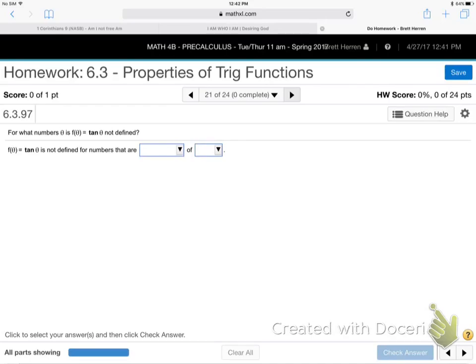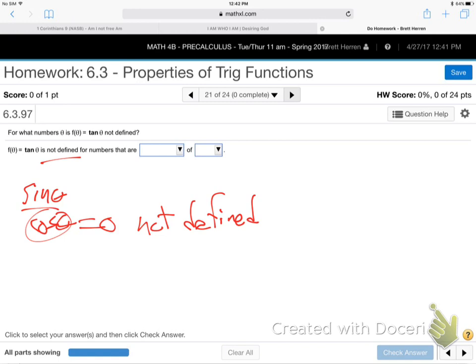So tangent, when you see the words not defined, what do you think? How can a function be not defined? That's weird. Not defined? Divided by 0, exactly. Denominator 0. Remember what tangent is? Sine over cosine. So when the bottom equals 0, it'll be not defined. That's good thinking. That's exactly right. Whenever they talk about not defined, they mean bottom 0.